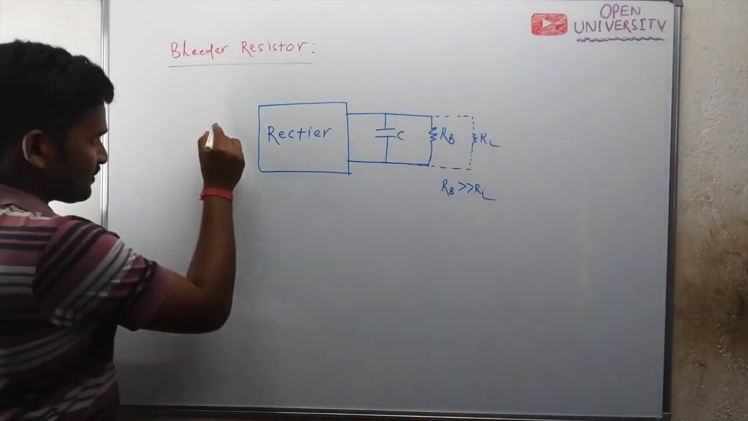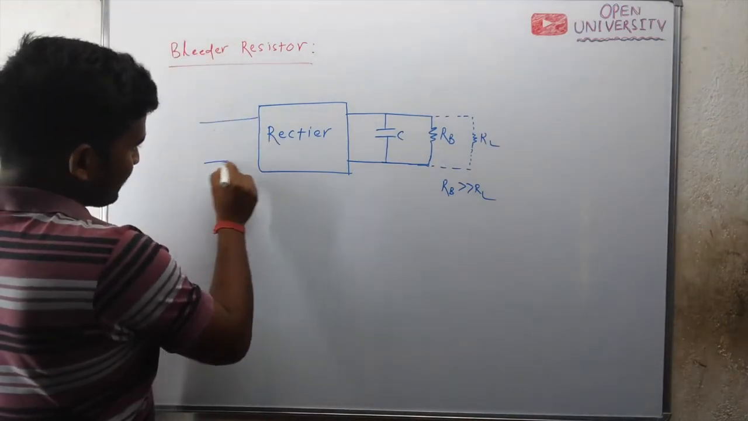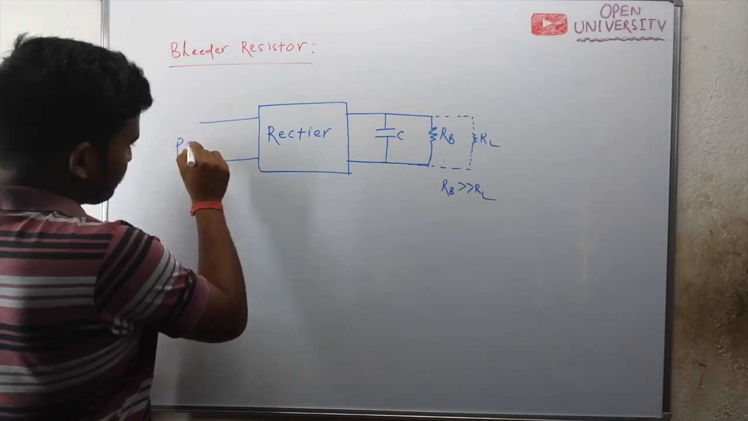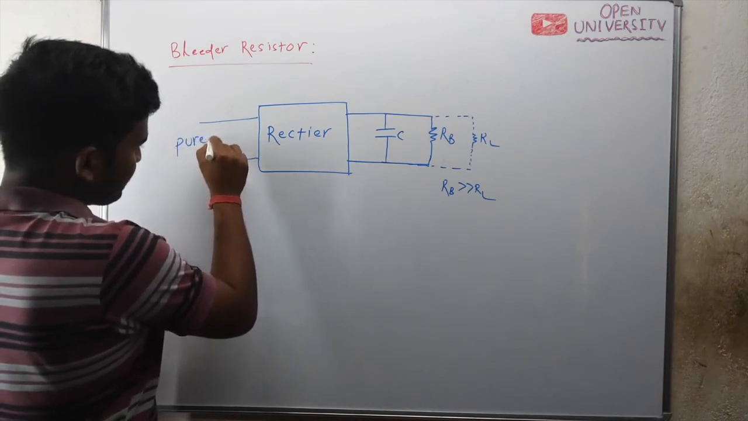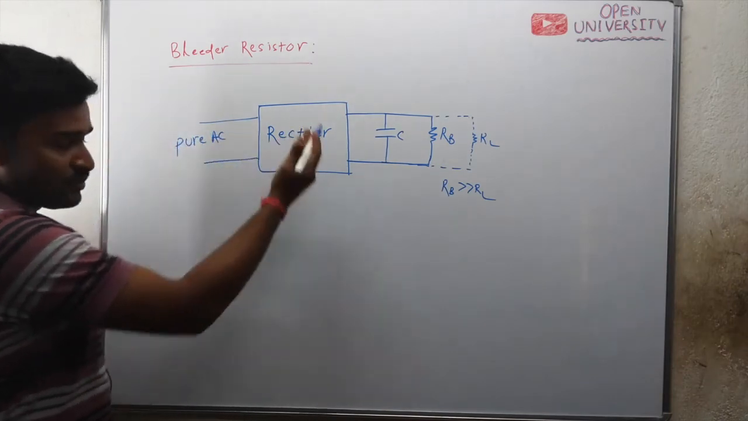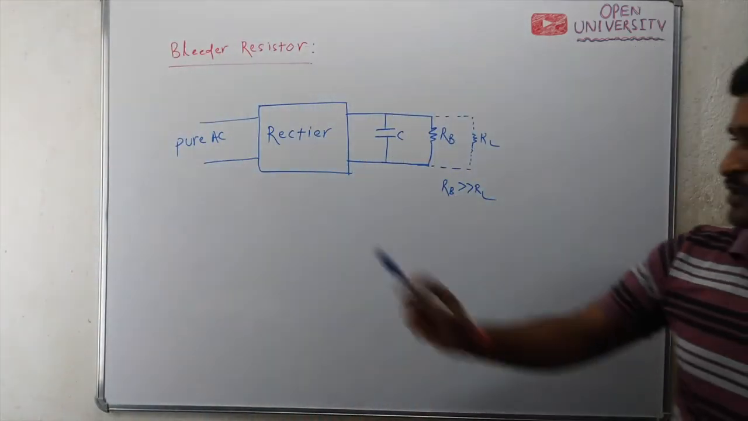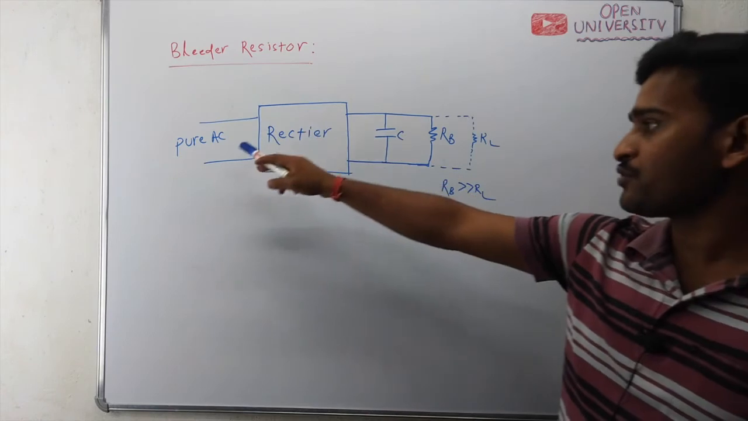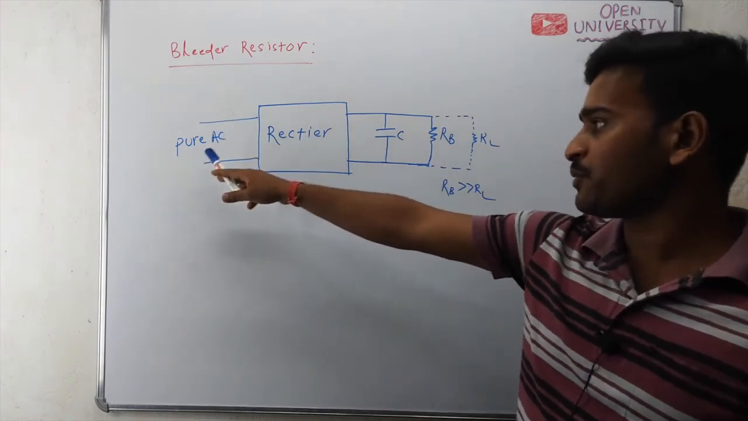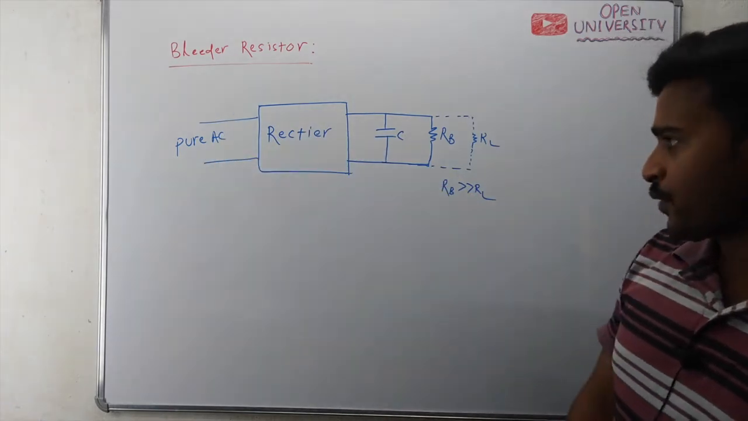High voltage power supply means the input, that is pure AC signal, a high voltage, will be directly given to the rectifier. No step down transformer will be used. Directly the AC supply will be given to the rectifier.